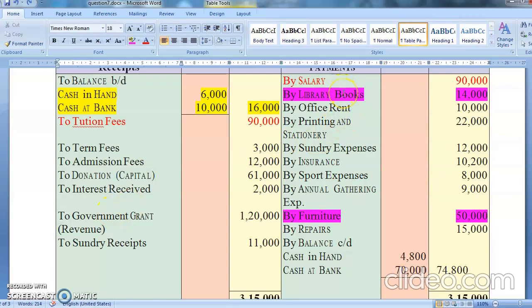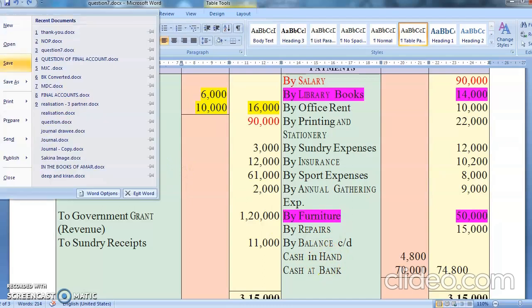Salary, library book purchase will be added in library books. Rent, printing and stationery, sundry expenses, insurance paid, sports expenses, annual gathering expenses, repair, all are revenue except two things, furniture and library books, that will be added into the individual items. Cash in hand and cash at bank is again a balance sheet item.